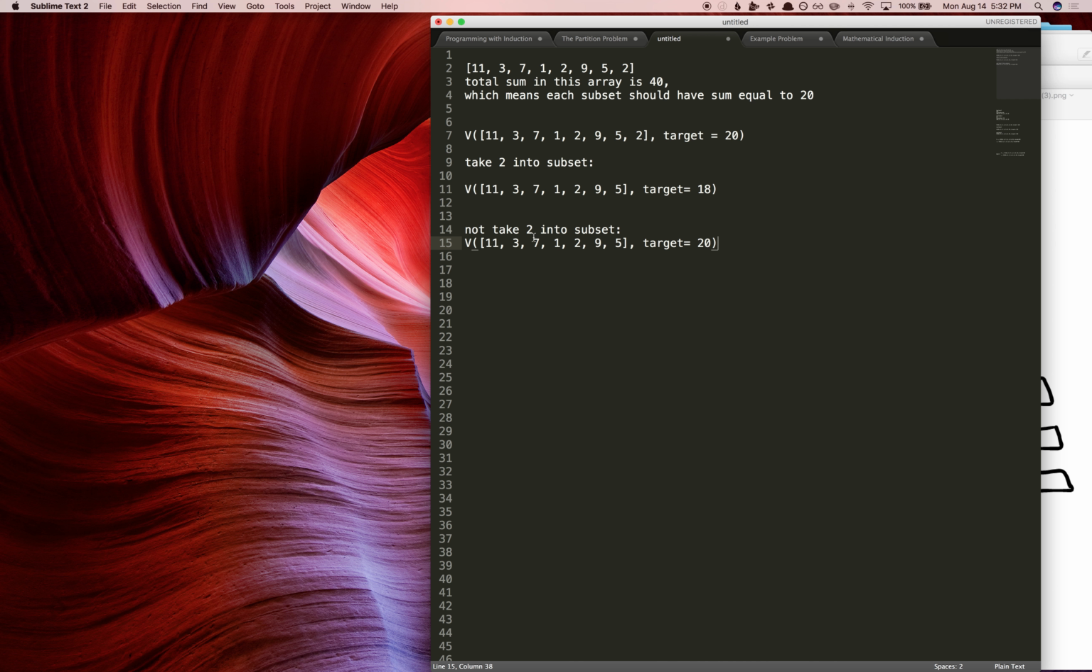But the thing is, it could also be the case that the target of 20 is not hit by something in line 15. So if we think about mathematical induction, one of the things it says is that you have to have two things to be able to do it. You have to have a small trivial problem that you can solve, and then you have to show that a smaller problem will help you solve a larger problem.